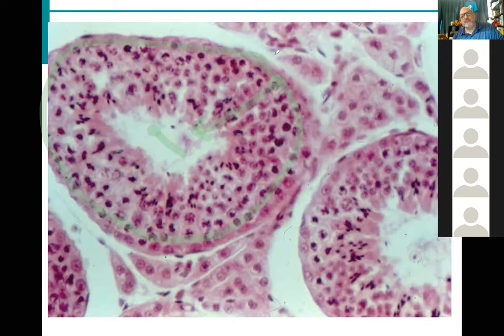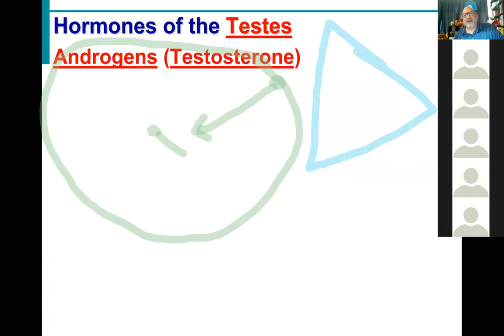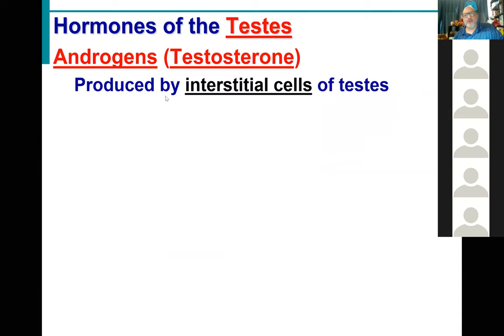What we want to focus on right now are instead these cells located here outside of the tubules. These cells outside of the tubules are where the males make their hormones. Those cells outside of the tubules, exactly, are what are known as the interstitial cells, or the interstitial cells of Leydig, because good old Bob Leydig planted his flag in it. These interstitial cells are what produce our class of hormones known as the androgens, and by far the most common androgen is testosterone. And what are the targets of those androgens?